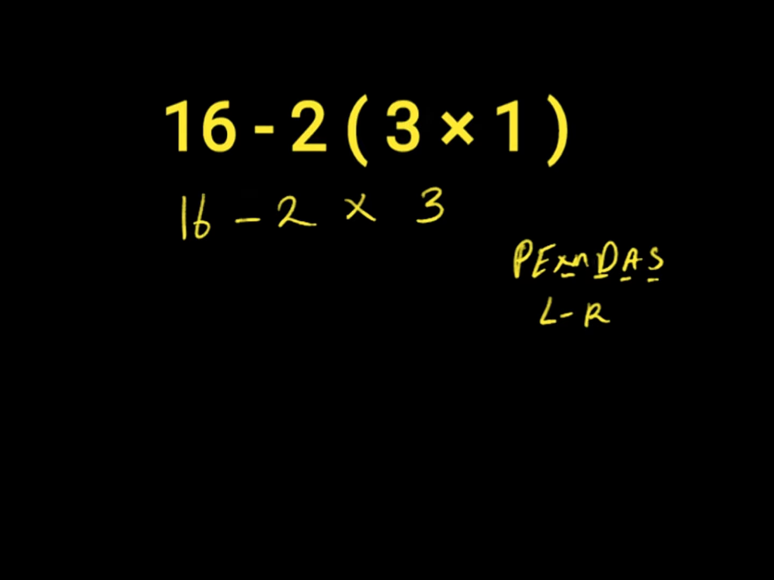Remember, if a number is close to a parenthesis, there's a multiplication sign in between, which is this multiplication here. We have a subtraction and a multiplication here. We first of all work with our multiplication because it comes first before subtraction. 2 times 3 will give us 6.